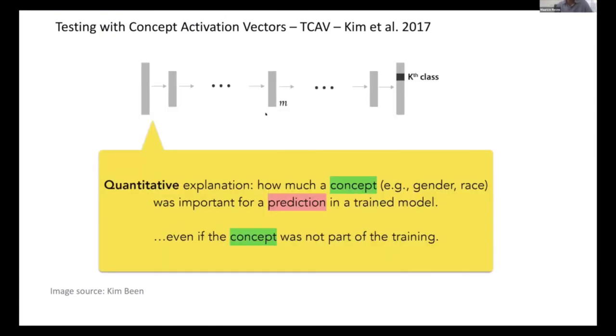So we have a neural network with all the different calculations, and we have a different class. So this is for the specifics of classification. I would like to now create a concept, for example, gender or race or a color, and I would like to know how important that concept is to the prediction. Here, what's important is even if the concept was not part of the training of that model.